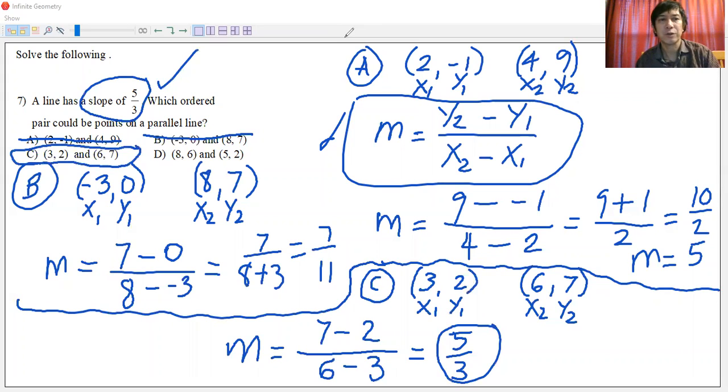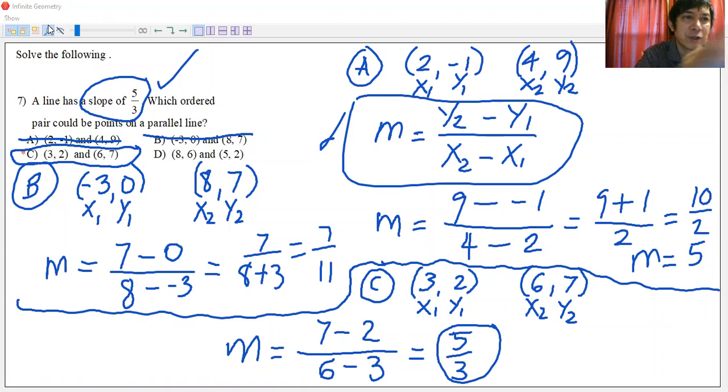There. That's 3, 2, and 6, 7. We can verify that by looking at the asterisk there. You can see the asterisk in front of C. I hope you can see that tiny red asterisk there. I will make it blink. So that's the answer, 3, 2, and 6, 7. The question is, which ordered pair could be points on a parallel line to a line which has a slope of 5 over 3? So for number 7, the answer is letter C.